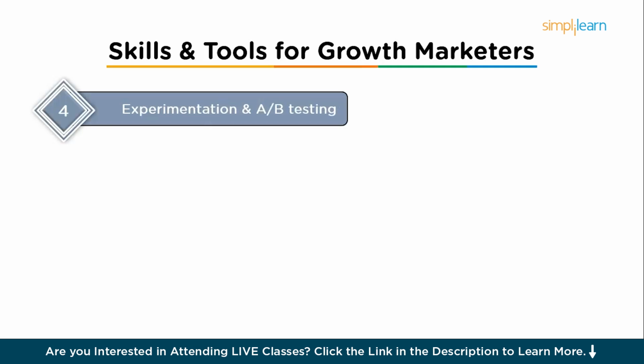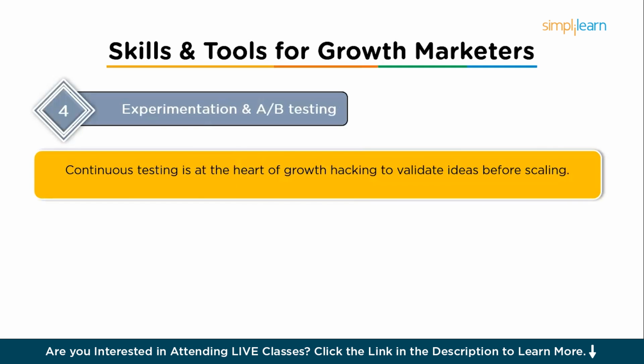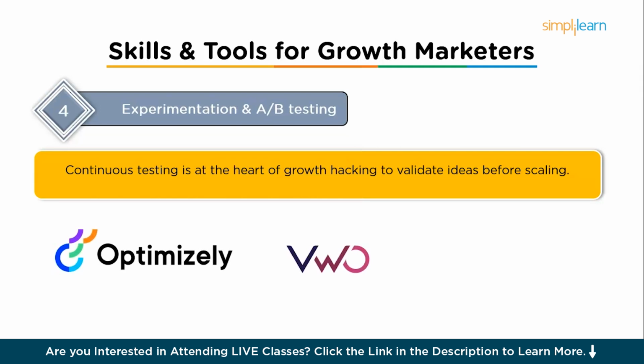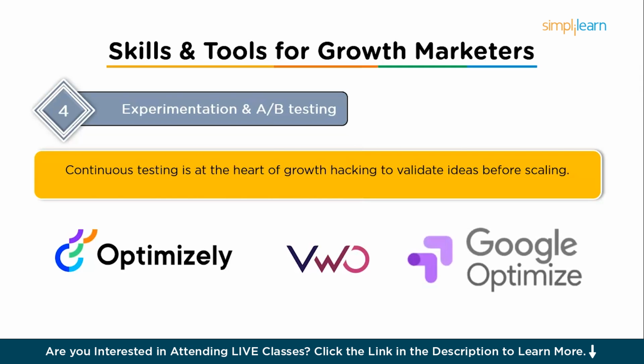The fourth one is experimentation and A/B testing. Why does it matter? Continuous testing is at the heart of growth hacking to validate ideas before scaling. Key skills are designing statistically sound tests, analyzing test results for actionable insights, iterating quickly based on outcomes. Tools used are Optimizely, VWO, Google Optimize, and many others like this.